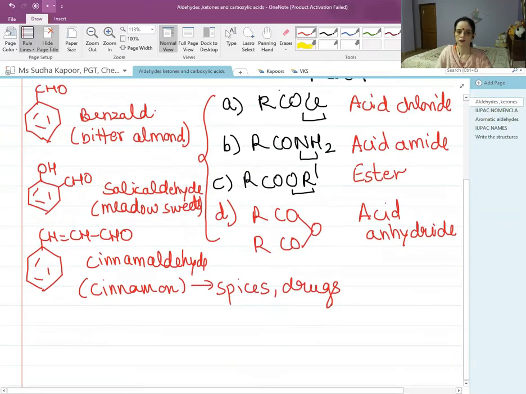Now the other is vanillin. All of you must have heard about vanilla ice creams. The smell basically comes from vanillin, the vanilla beans. So it has CHO, and OCH3 at the meta position.